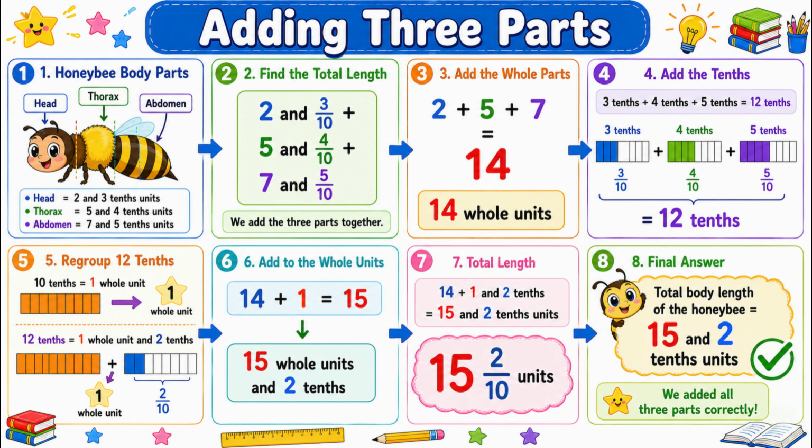12/10 is equal to 1 whole unit and 2/10. So the total length is 14 plus 1 and 2/10, which is 15 and 2/10 units.